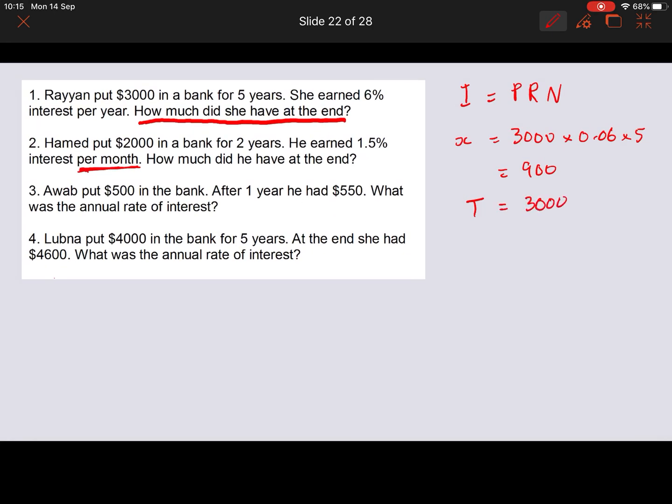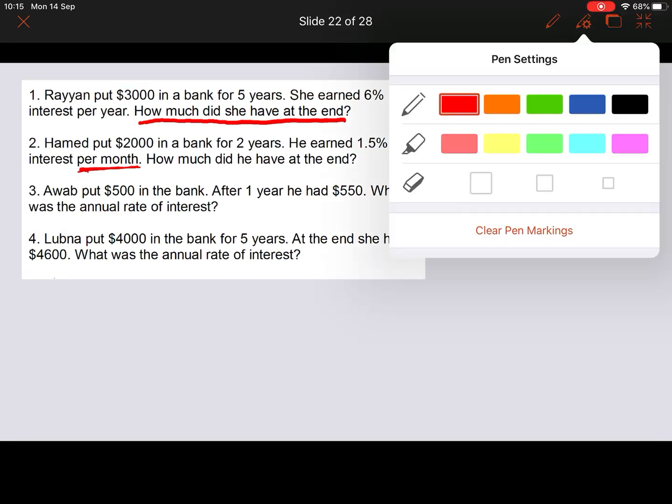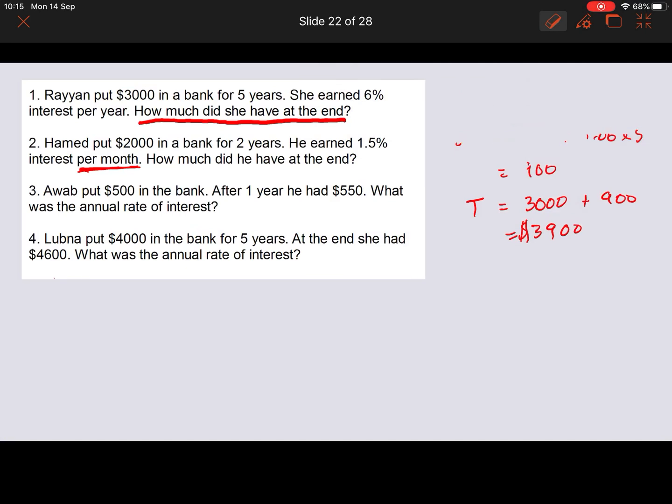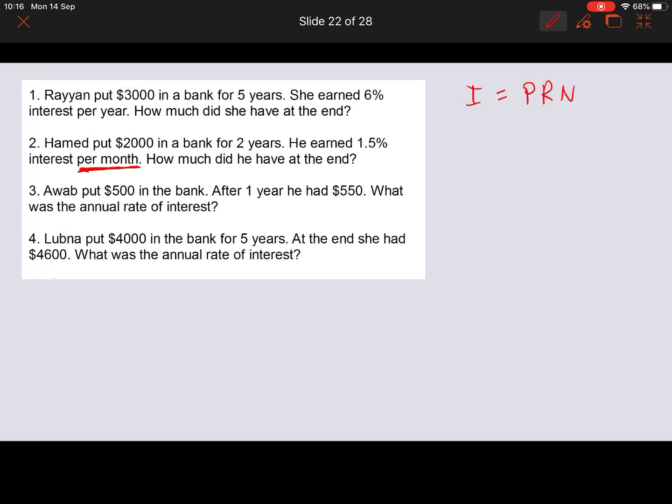It would be very easy to think this is the answer to the question, but it's not, because the question says how much did she have at the end, so how much in total. So in total she would have had the interest plus the principal, because that doesn't go anywhere. So she has $3,900. So you've got to be really careful and read the question carefully. Do you want to know the interest or do you want to know the total? All right. So that's the first one.